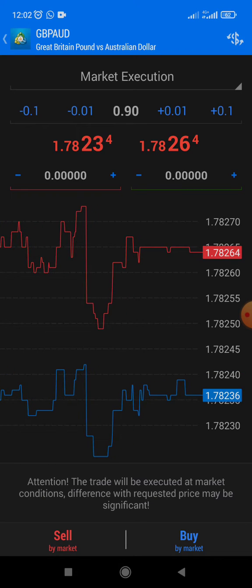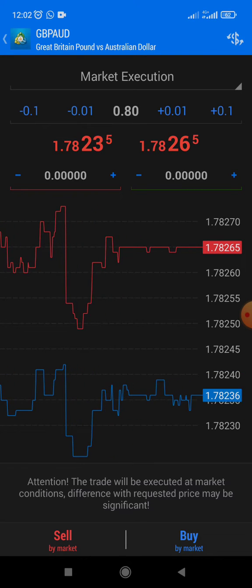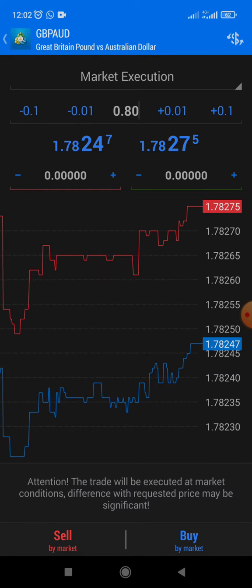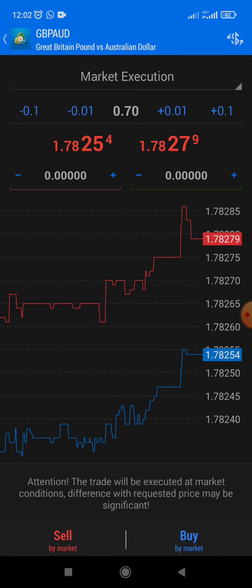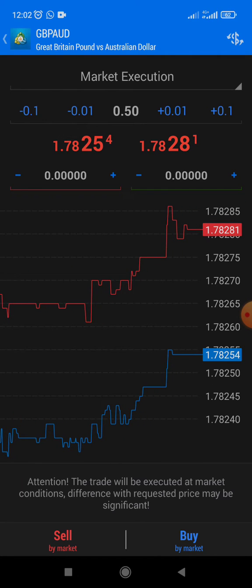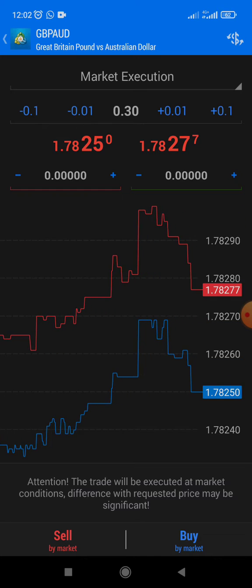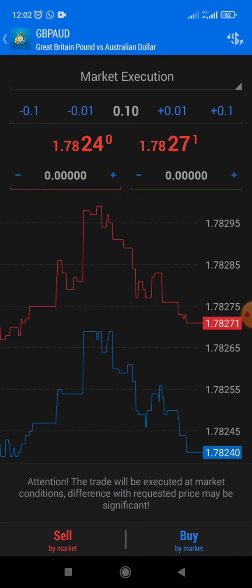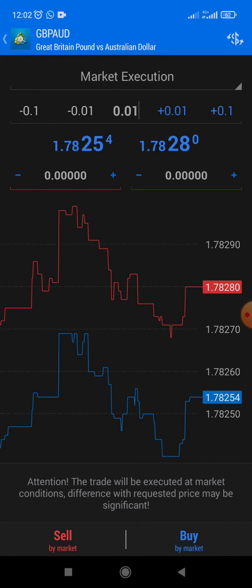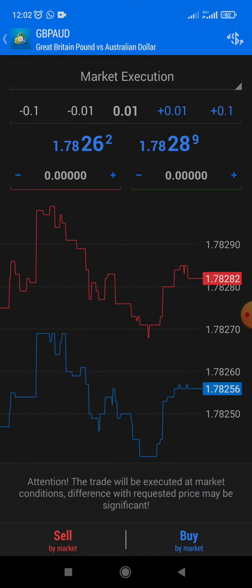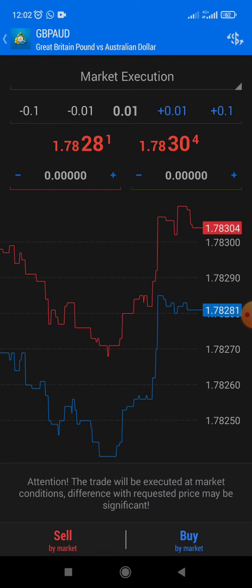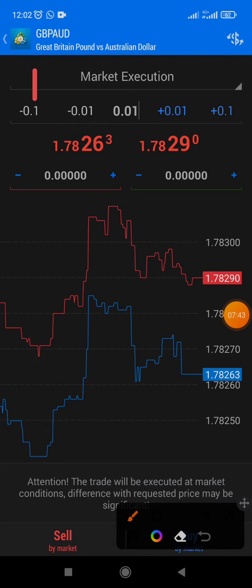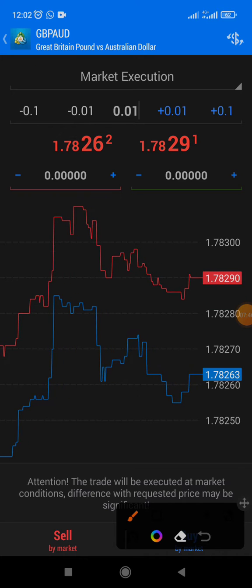If I click on it again, it will reduce by another 10. Now it has reduced to 0.80. If I keep clicking, it will reduce again to 0.70, then 0.60, 0.50, 0.40, 0.30, 0.20, and then 0.10. After 0.10, if I click, it will no longer reduce in tens. Now it will reduce to 0.01. That is if you are using the first menu that I just showed you to reduce the lot size. Is that okay?